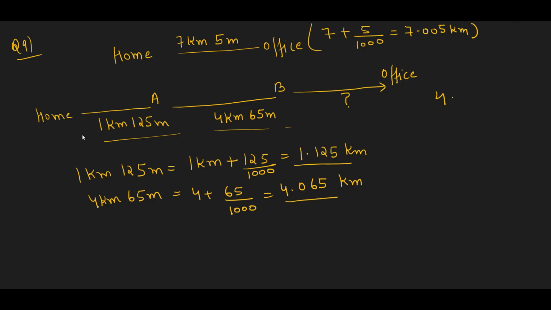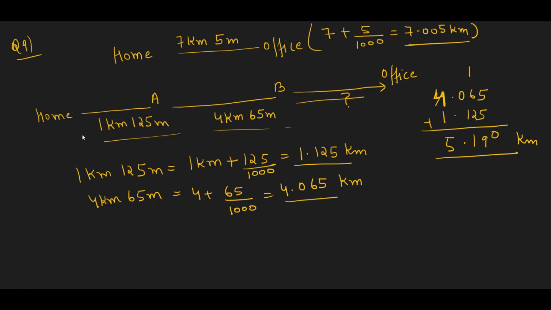Now you will add these two. 4.065 and 1.125. On adding, 5 plus 5 is 10, 6 plus 2 is 8, plus 1 is 9. We are adding, we are not subtracting. 0 plus 1 is 1, 4 plus 1 is 5. This will be 5.190 kilometers. So this is the distance from his home to metro station B, and the distance between his home and office is 7.005 kilometers. To find this distance, we need to subtract this 5.190 from 7.005.